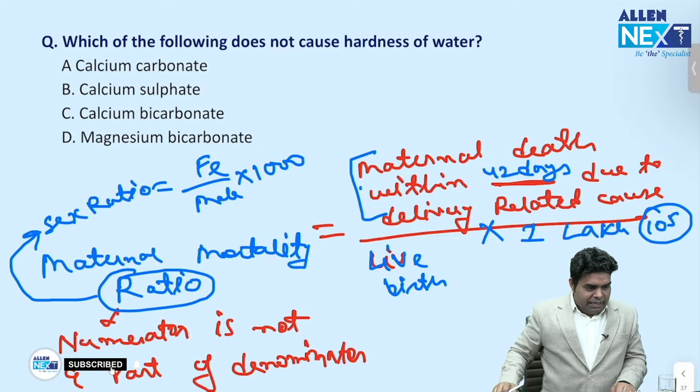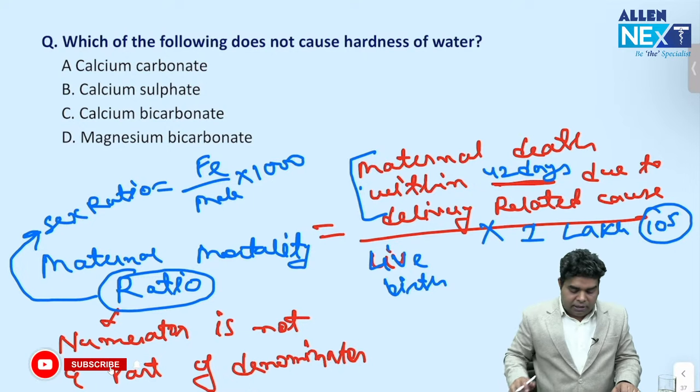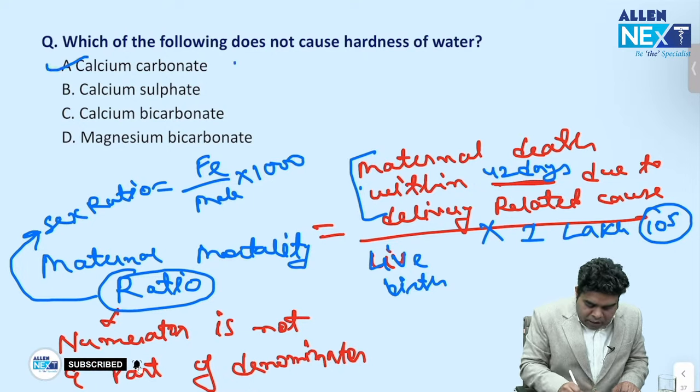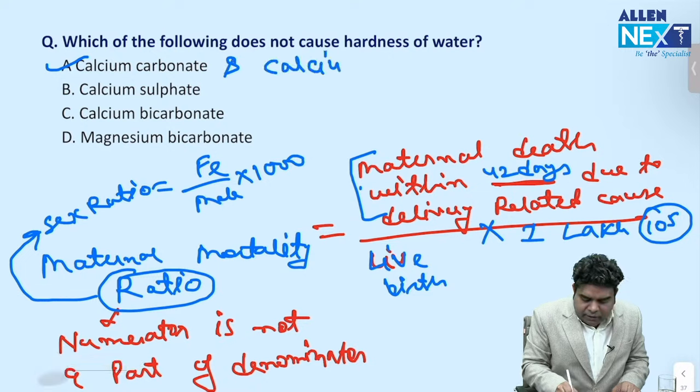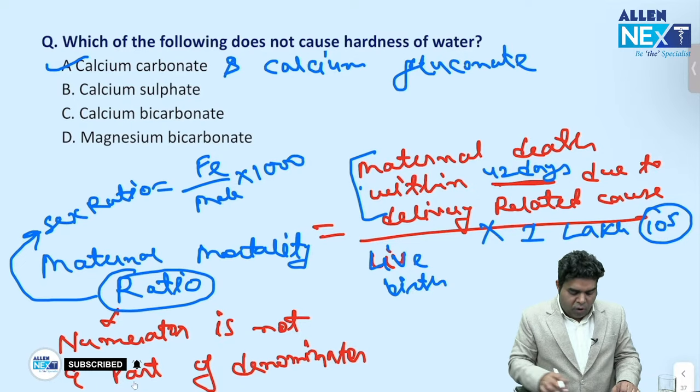Okay, chalo, next question. Which of the following does not cause hardness of water? Calcium carbonate and calcium gluconate, they deposit when we boil water but they do not cause hardness of water.